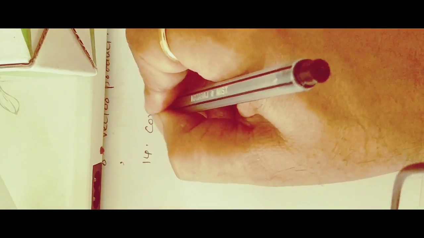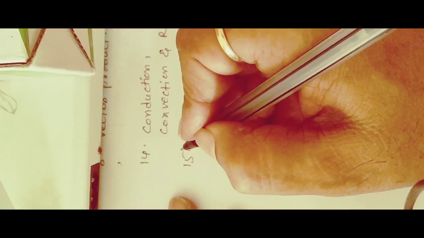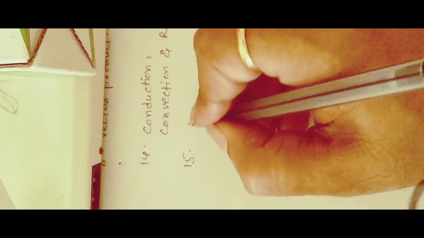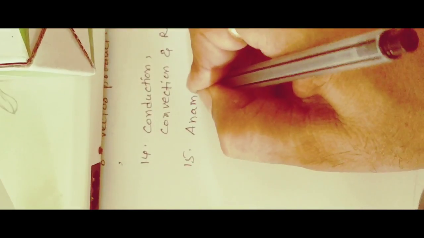Next, 14th question. We have explain conduction, convection, and radiation with examples. Next, 15th question. In what way is the anomalous behavior of water advantageous to aquatic animals? So, anomalous expansion of water.